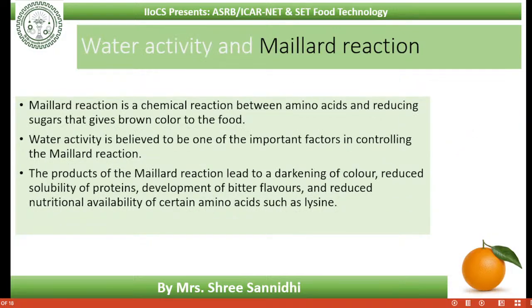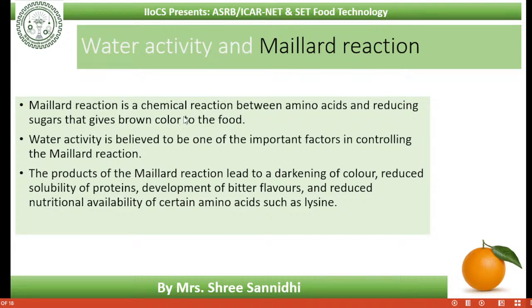Next is the relationship of water activity and the Maillard reaction. So we all know that the Maillard reaction is a chemical reaction between amino acids and reducing sugars that gives brown color to the food. Okay, so the Maillard reaction is favorable in many processes, especially in the bakery industry, right? In browning of the brown layer of the buns or the cake or bread. So all that brown layer is got by the Maillard reaction.